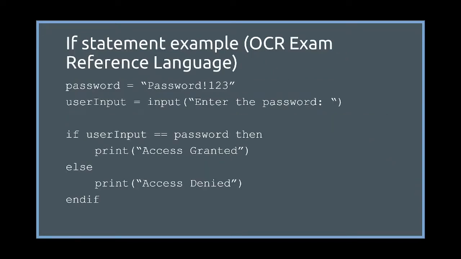Here you can see a program that is asking someone to enter a password, and it's checking if the password is the same as the one they've got stored. You can see that the password is password with a capital P, followed by an exclamation mark, and the numbers 1, 2, 3. And you can see here we've said if the user input is equal to the password, then print access granted. Otherwise, print access denied.